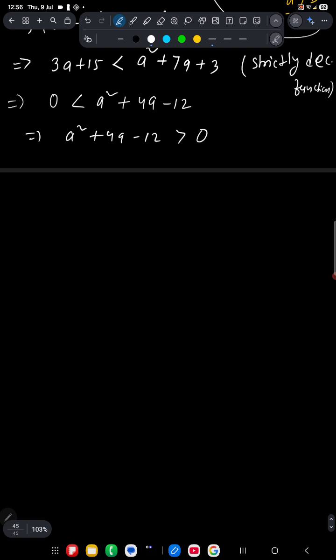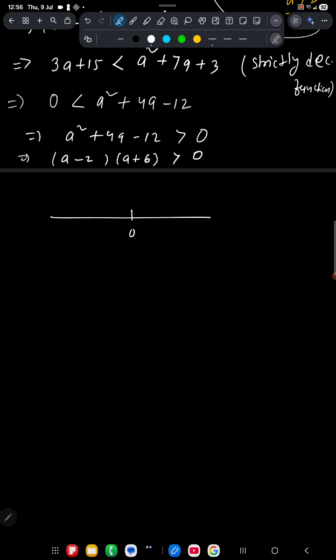So if you factorize it, what will you get? a minus 2 and a plus 6 will be the factors. So this is positive when you just write it. This is your 2, and this will be somewhere at minus 6. If you take any values between these points, suppose 1.